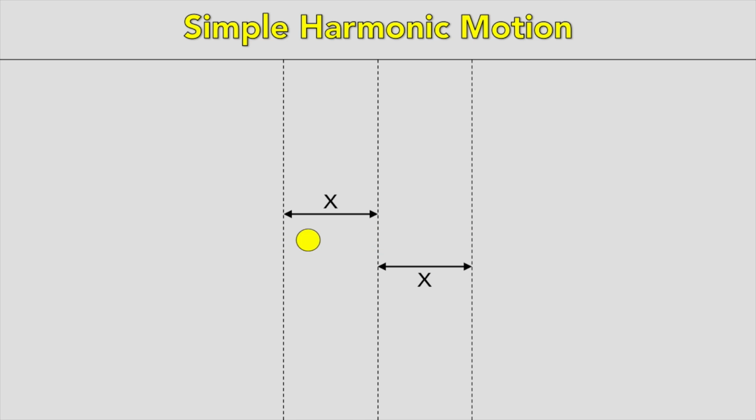An object moving with SHM oscillates back and forth about the equilibrium position, where the distance from the equilibrium is displacement x.